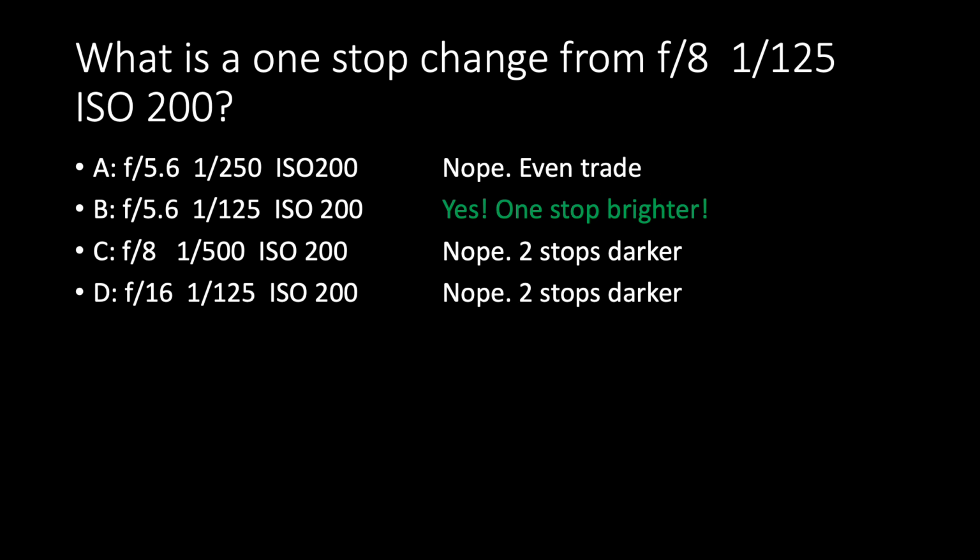Let's look at answer number C just for grins. We stay at F8. Our shutter speed goes from a 1/125th to 1/500th, and that's a 2-stop change, making the picture 2 stops darker. Our ISO doesn't change, so our net result is 2 stops darker. If we look at answer D, we go from f8 to f16. That's 2 stops darker. Our shutter speed stays the same, our ISO stays the same. So again, we're 2 stops darker. So the correct answer to this one is back to answer B.